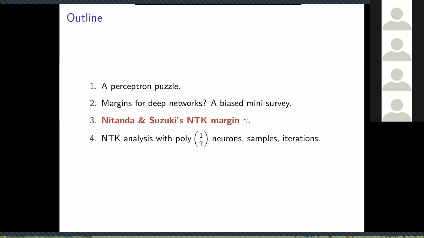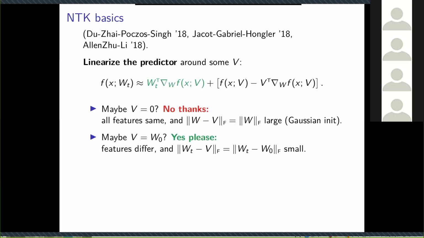Okay, so what I'll do now is I'll tell you about this margin definition for the NTK due to Nitanda and Suzuki. And then in part 4, I'll tell you how to use that with the classical perceptron proof to show that gradient descent on shallow ReLU networks gets epsilon test error with a very small width and sample complexity. Many of the people here know this way better than I do, so I will be quite minimal here and also give a perspective that I think helps develop the margin assumption.